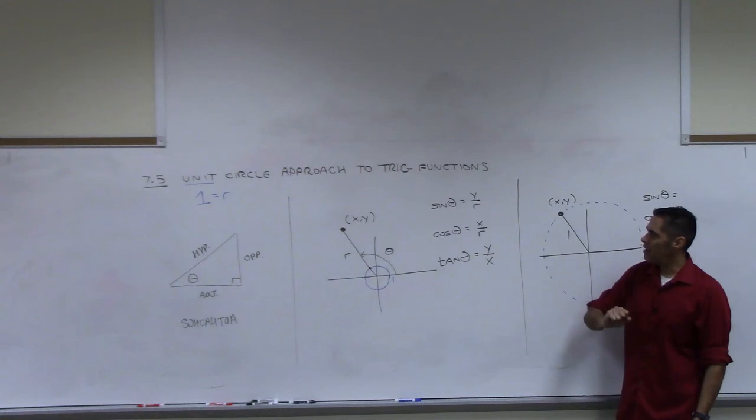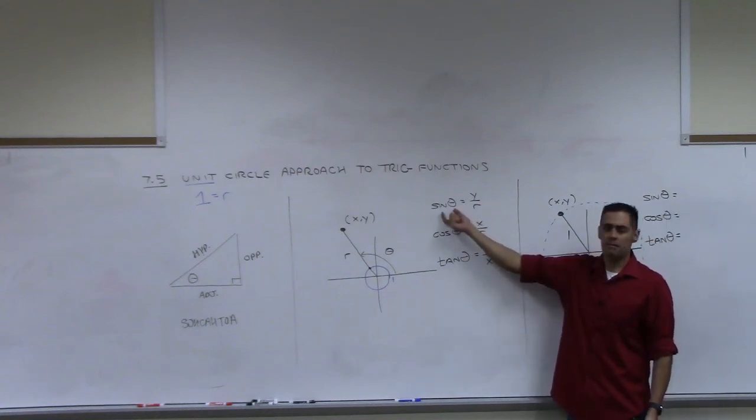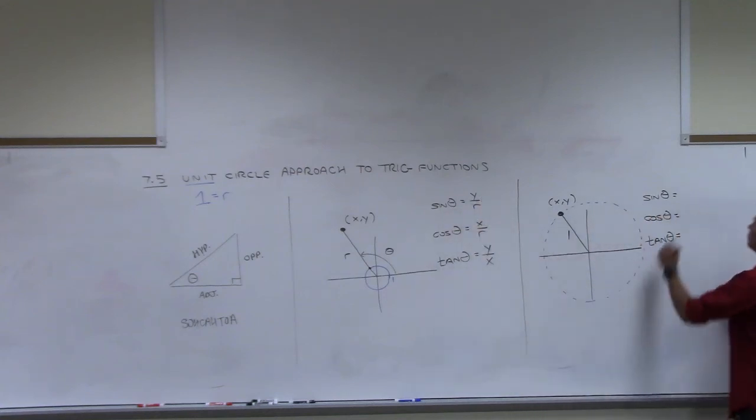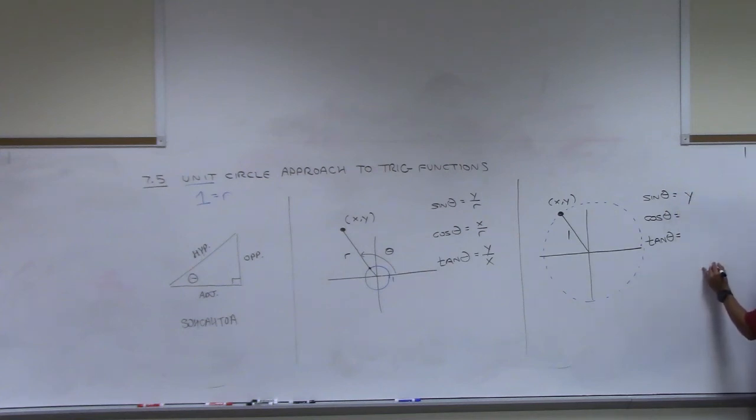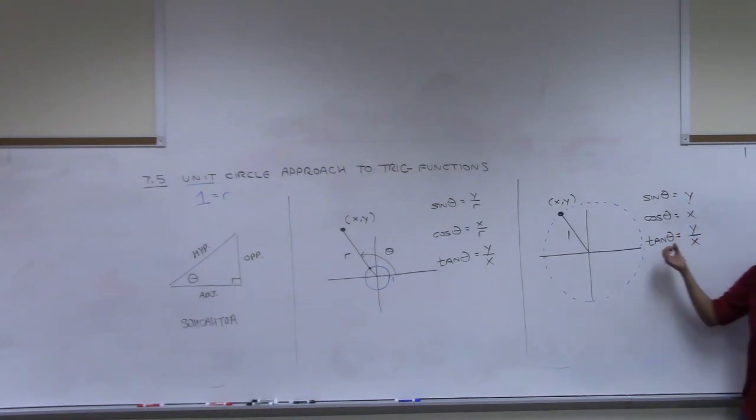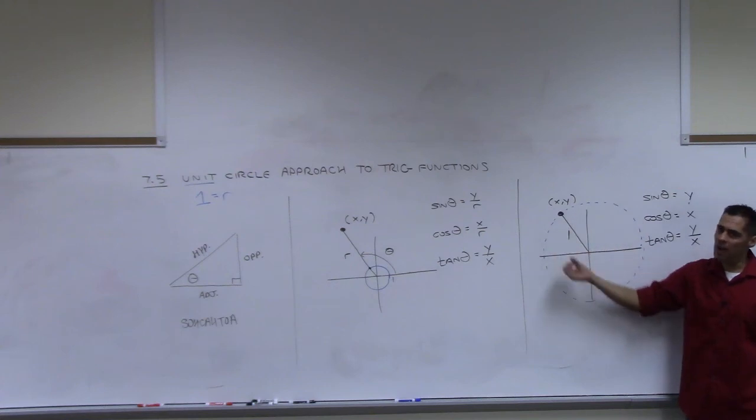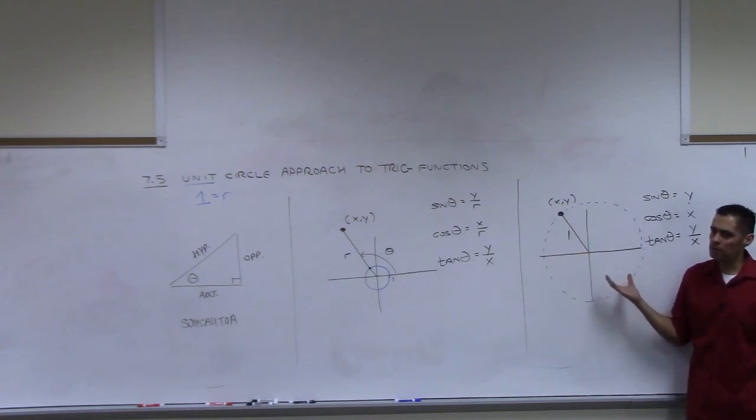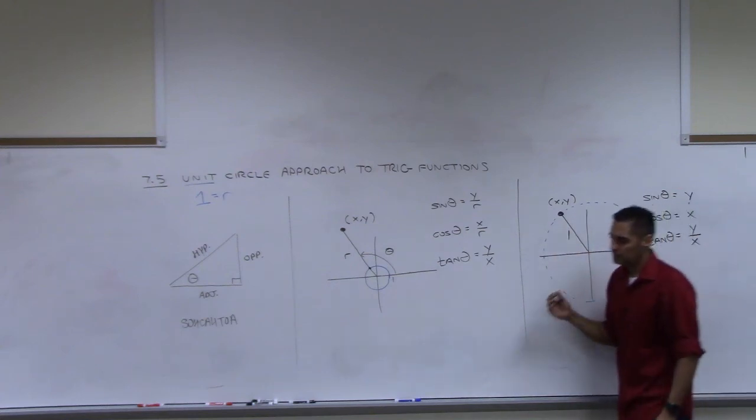What's nice about that is then what is sine of theta? It's just y. And what is cosine theta? X, and then what's tangent theta? Well, it's the same, y over x. But do you see that we no longer have the radius to worry about? So it's just the y coordinate. Sine of theta is just the y coordinate. And cosine of theta is just the x coordinate. So long as you are on the unit circle, I mean, you have to be on the unit circle for this to work. All right?